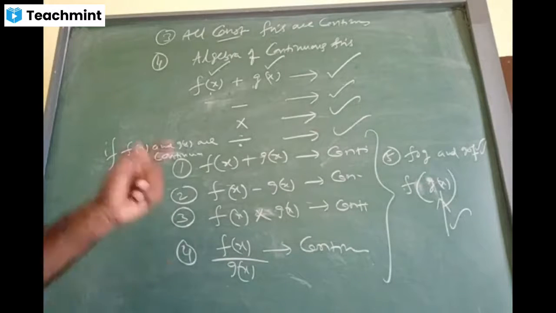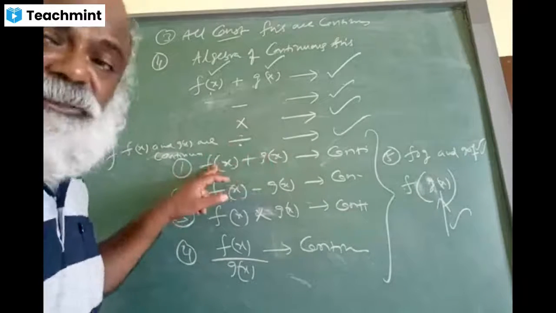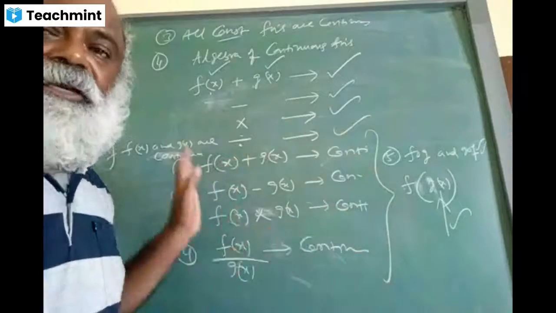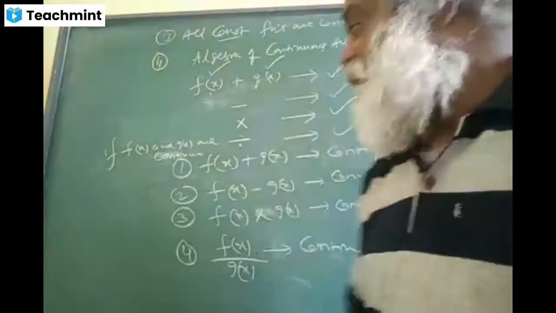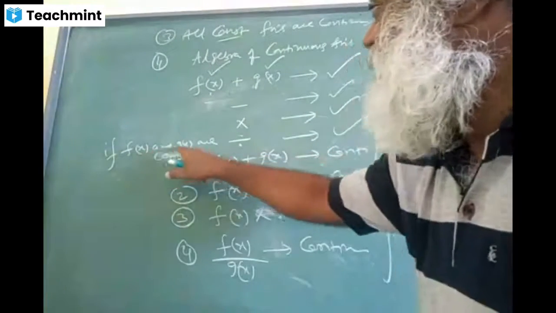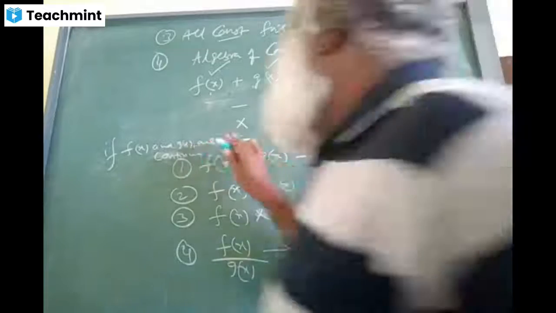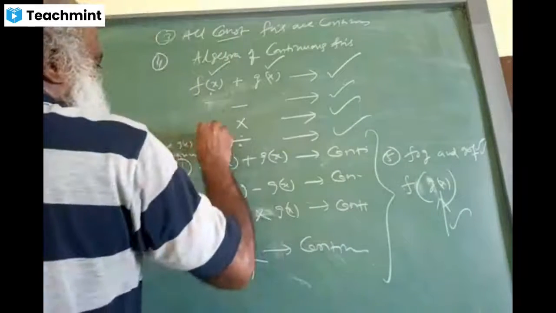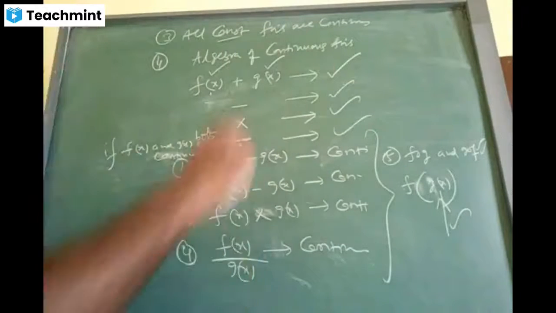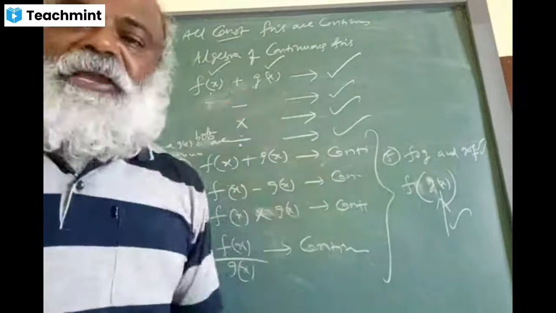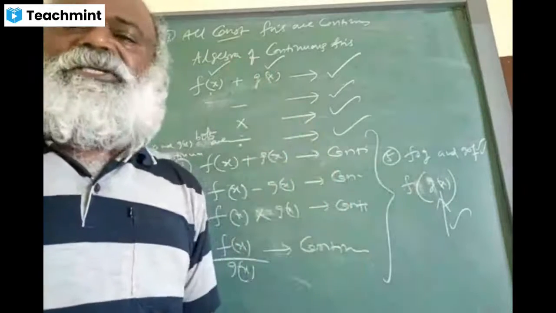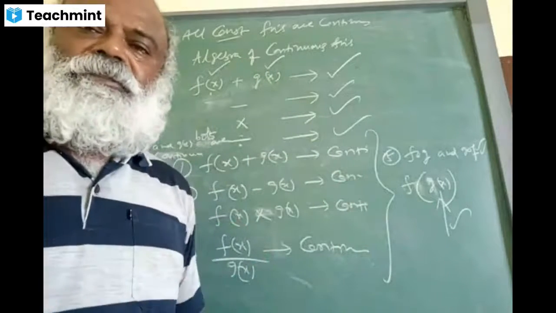Now let us come to the reverse. Suppose one of them is not continuous, then you can't say this. If f of x and g of x both are continuous, please understand this, both are continuous, then only you could say this. If one of them is not continuous, not. That's all.